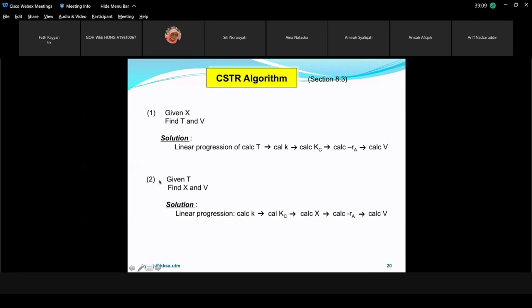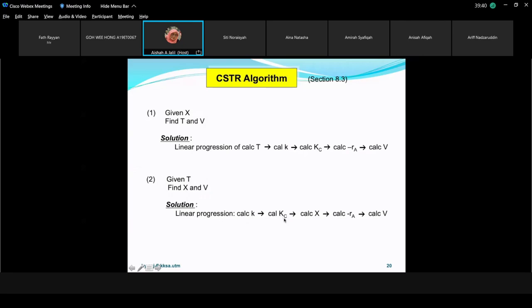Can you understand? And then two, you can also find the X and V when they give you T, okay? So one is they want you to calculate for the T, and then you get for the V, and also you can be asked for the X, and then calculate for the V. Okay, for the V, for this one, you calculate for the K first, and then KC.